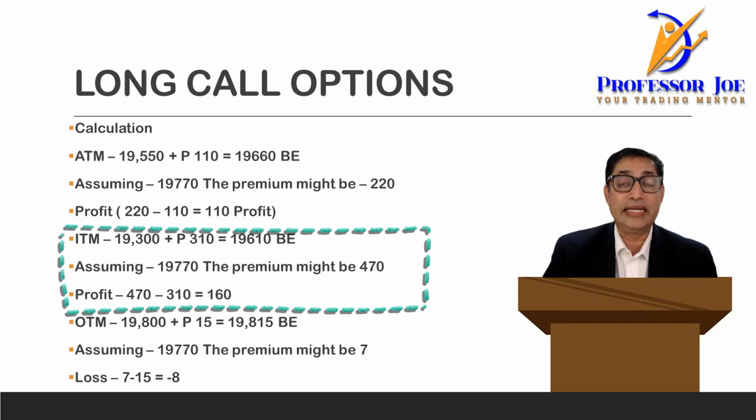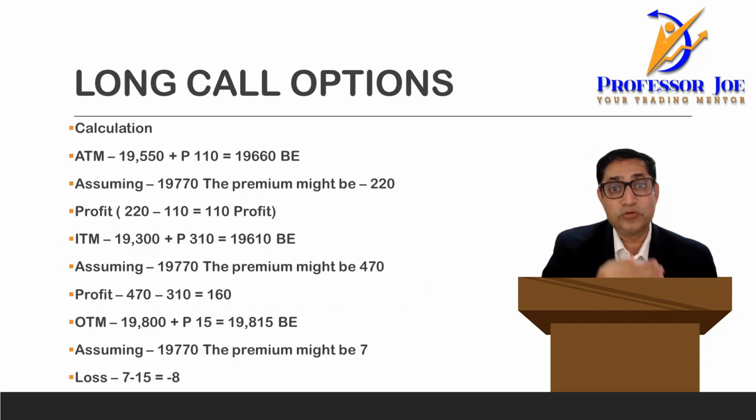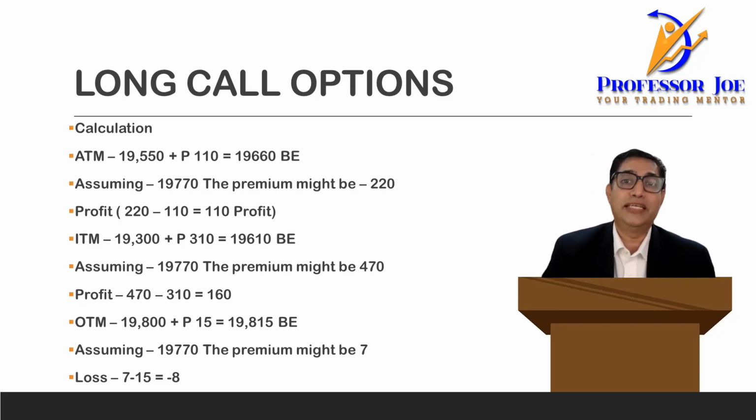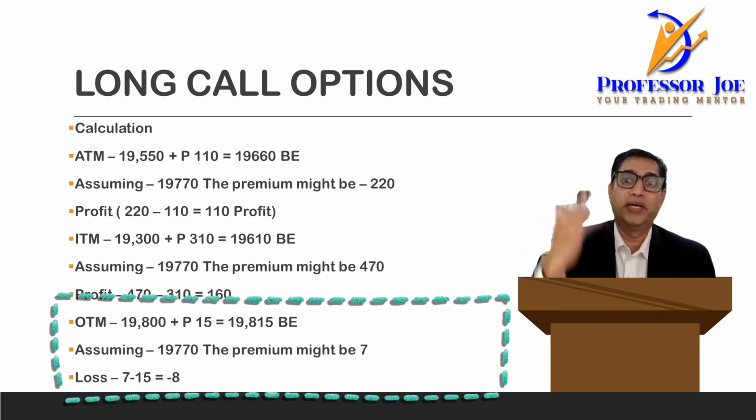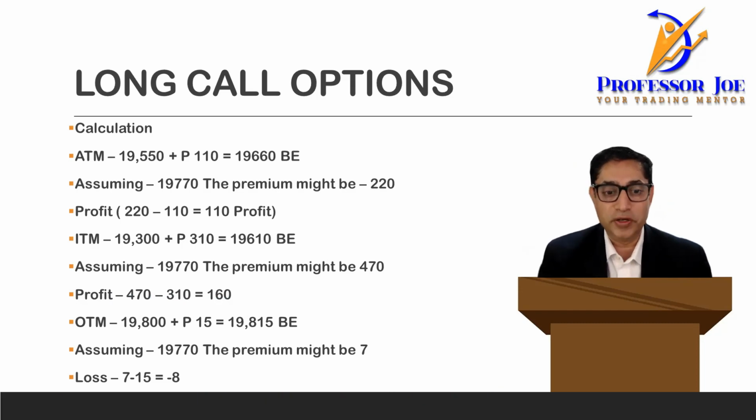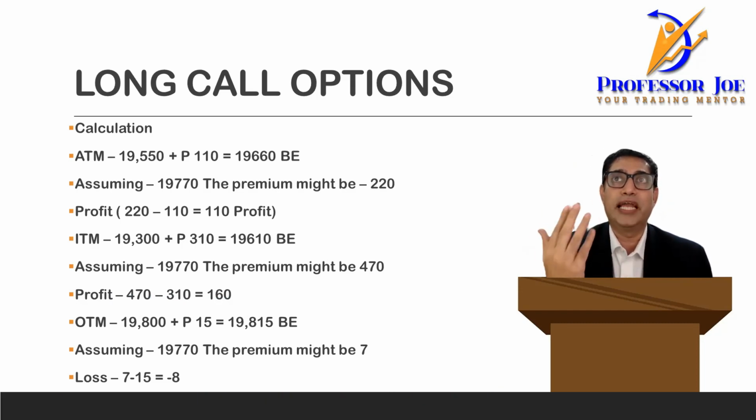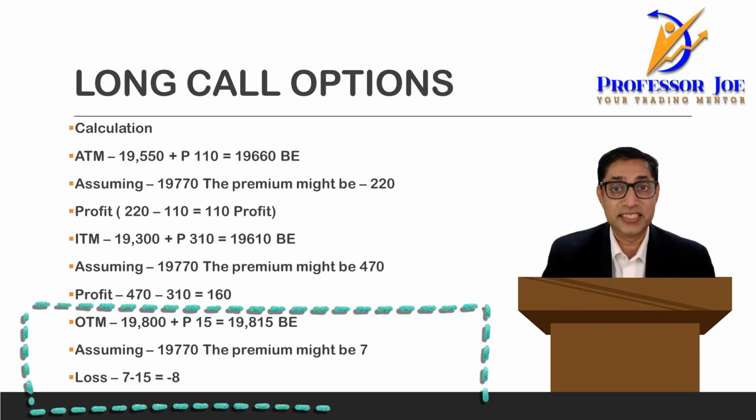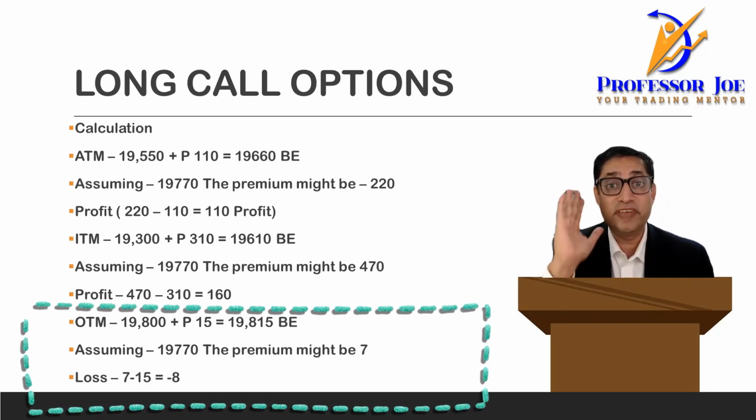Why? Because you entered in ITM at a price which was much, much below the strike price, so you made a higher profit. Now, the third option is you enter at a price where the market has not yet reached. OTM, out of the money. The current market price is 19,550 and you decided to enter at 19,800. Since the price has not reached that level, the premium will be very low. In this case, the premium is 15 rupees.